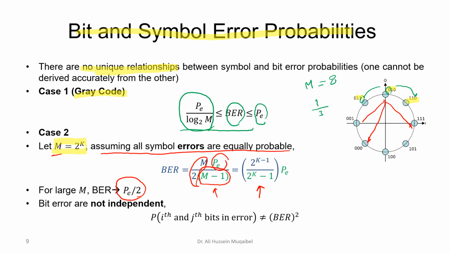The last comment here is that bit errors are not independent. For example, if you have a sequence of bits, the probability that this is an error is not independent of this. So usually they are related, as we mentioned here. For example, if this is an error, there is high probability that this is not an error, because we arrange them in a way that makes them dependent. So the probability that the ith and the jth bits are in error does not equal the product. It's not equal to the bit error rate squared, because they are dependent.